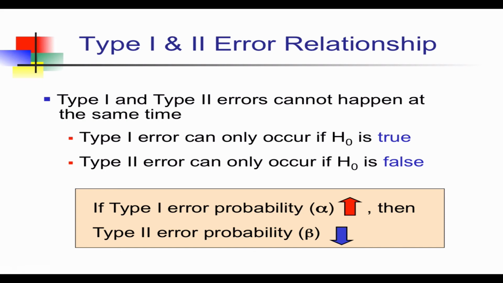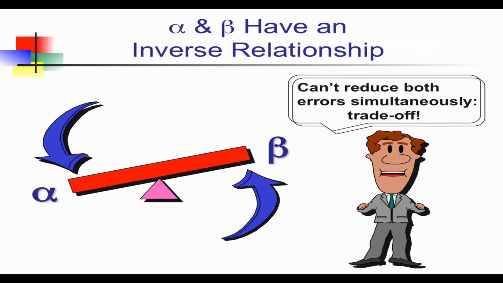So essentially, if you have one set of decision rules, you are either in favor of alpha or in favor of beta. You can't minimize the two at the same time. So this is really what I just said before.